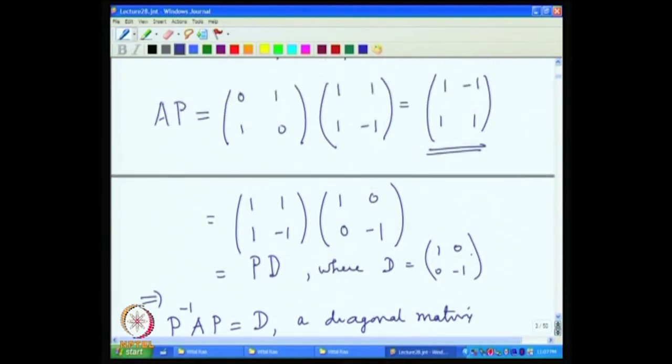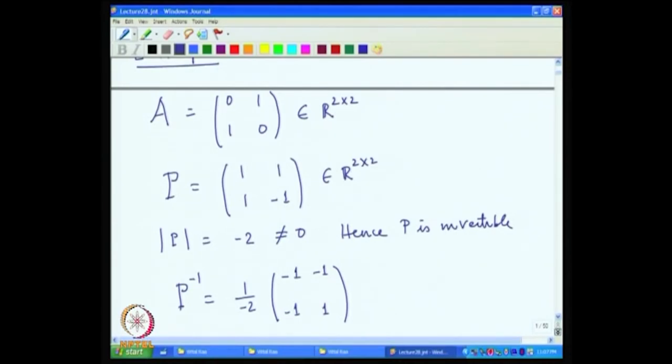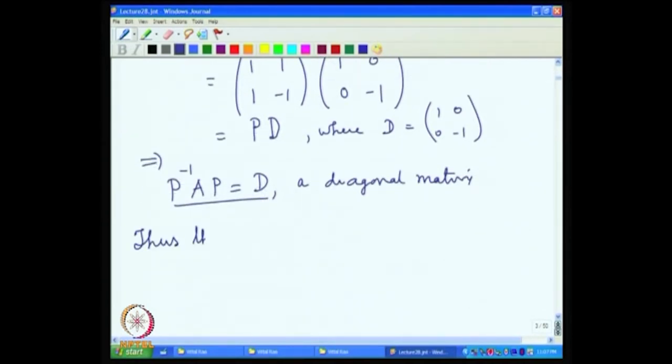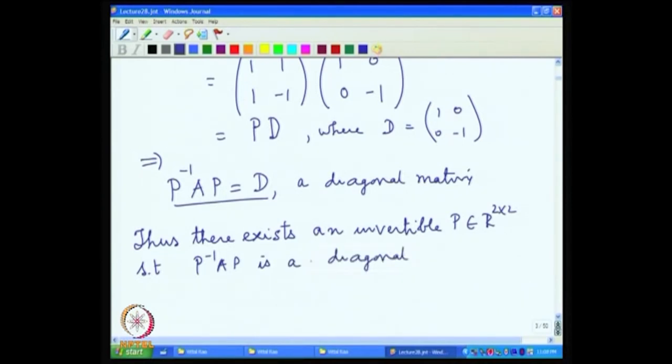Hence, we have an example here of a 2 by 2 real matrix A, for which we are able to find a P which is invertible and P inverse AP is diagonal. This is the question we raised, whether we can find such a P. In this example, we have found such a P: there exists an invertible P in R^(2×2) such that P inverse AP is a diagonal matrix. So, we get the answer in the affirmative for this matrix. Our question was, can we find a P such that P inverse AP is a diagonal matrix? And for this matrix, you have got the answer as yes.